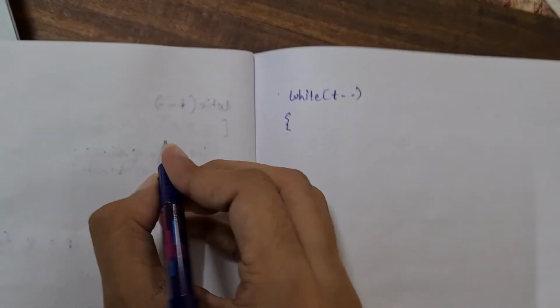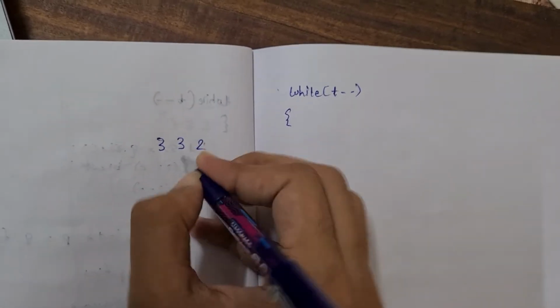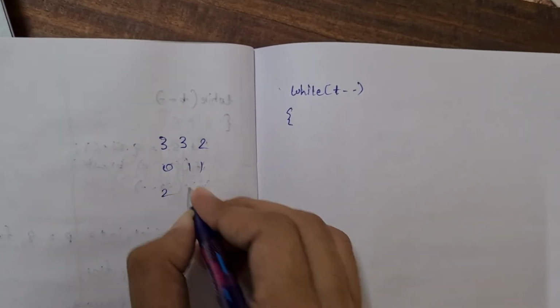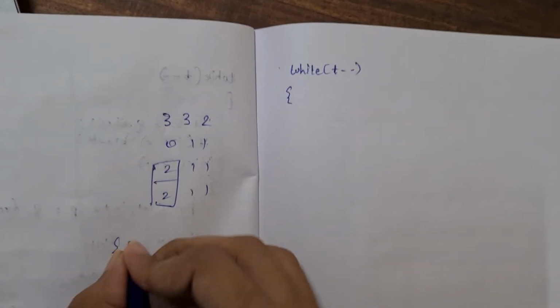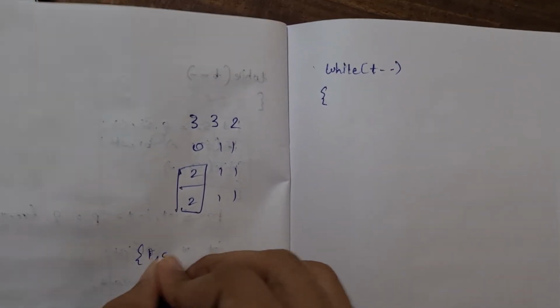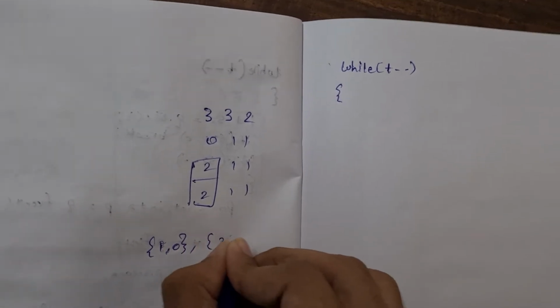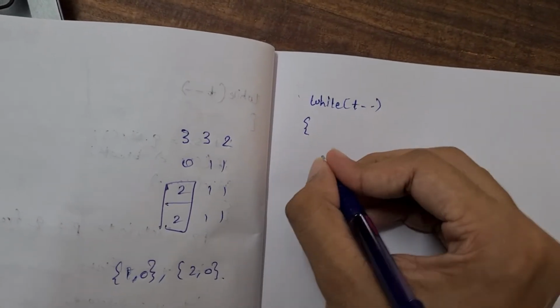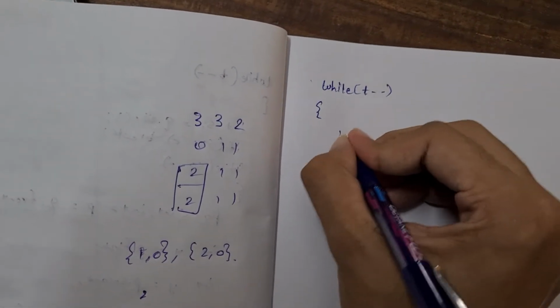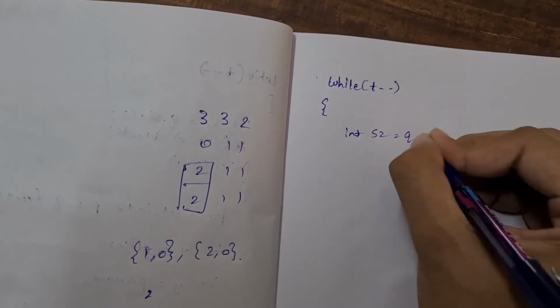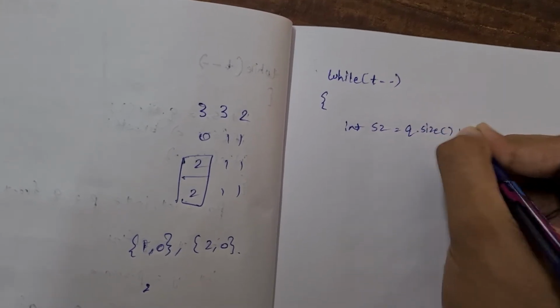I have to consider the example here: 3, 3, 2, 0, 1, 1, 2, 1, 1, and 2, 1, 1. These two elements will be in the queue, which are 1, 0 and 2, 0. So if I consider these two elements, then the size of the queue will be 2. I will collect the size of the queue, which will be q.size().